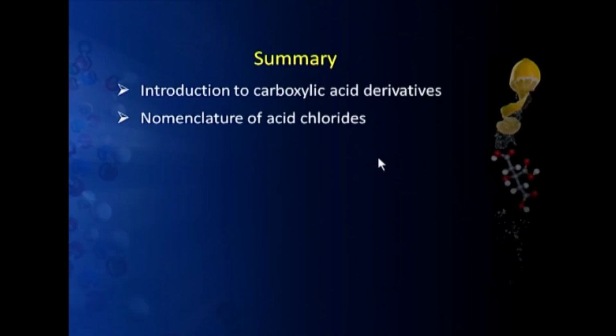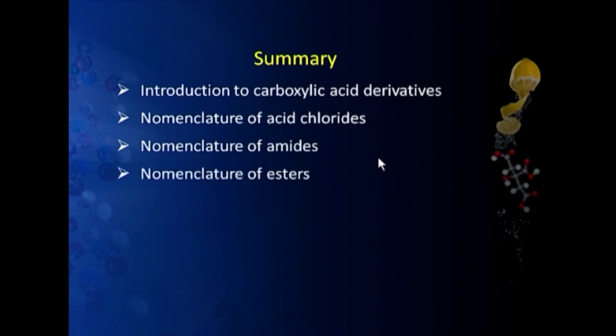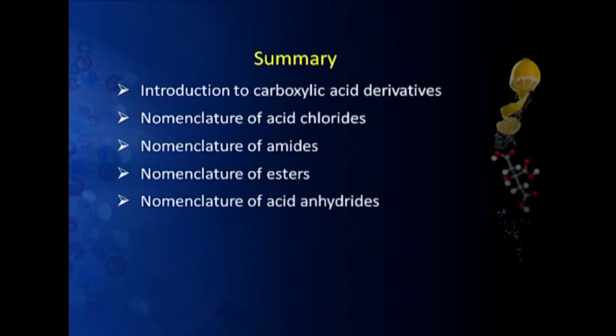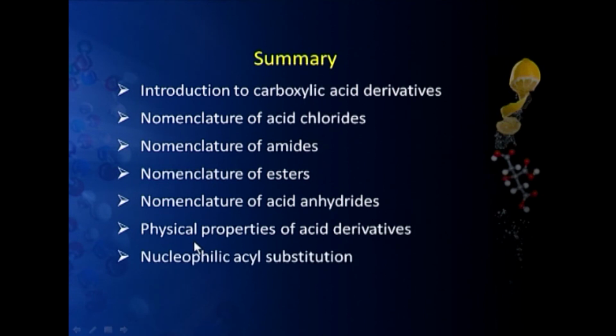So, today we have discussed what these acid derivatives are, and then we discussed the nomenclature of acid chlorides, amides, esters and acid anhydrides, that is, how they are named according to the IUPAC system as well as according to the common system. We discussed briefly their physical properties, and then we compared their reactivity and stability with respect to the nucleophilic reactions which they undergo.